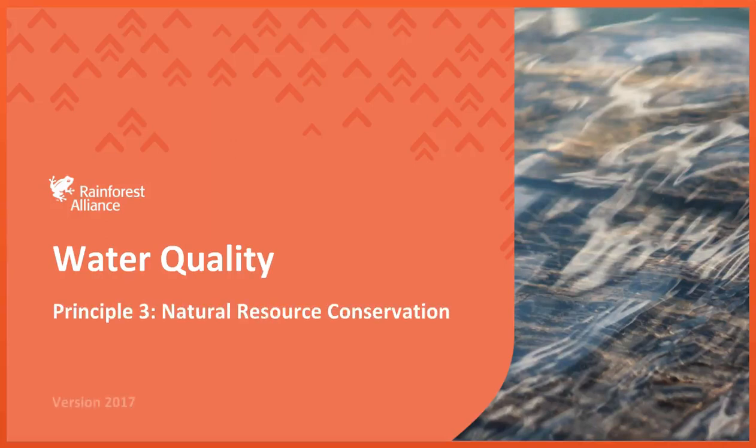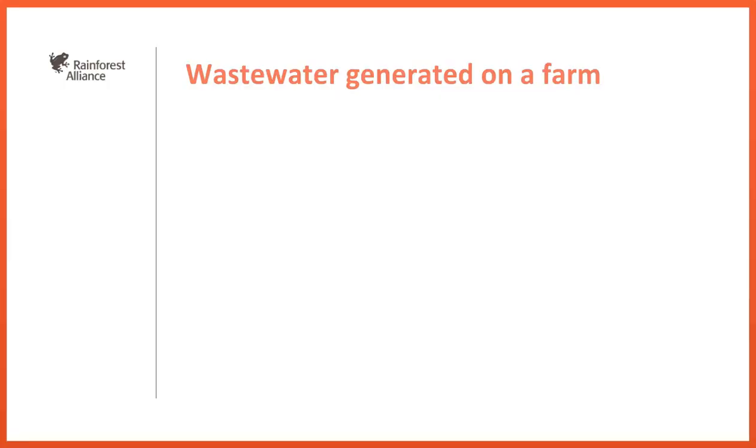Welcome to the online training session on the topic of water quality. This is the third topic within Principle 3, Natural Resource Conservation of the Sustainable Agriculture Standard. Clean water is essential for agricultural production, for the environment, and for our health. In this session, you will learn how to conserve the quality of the water in and around your farm.